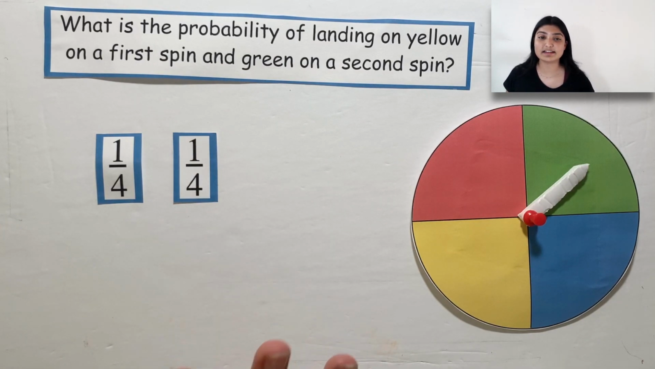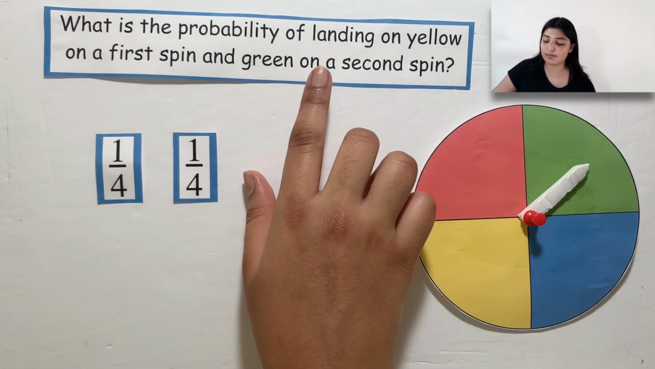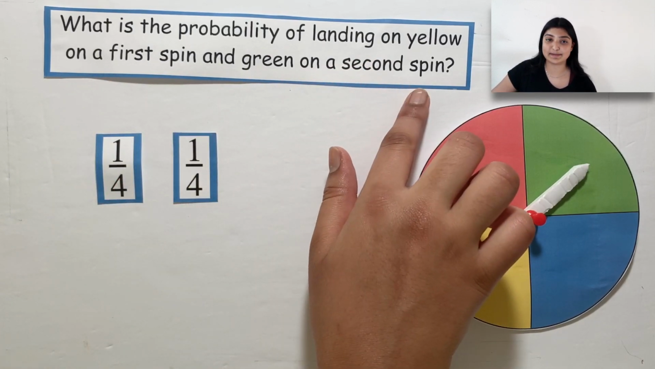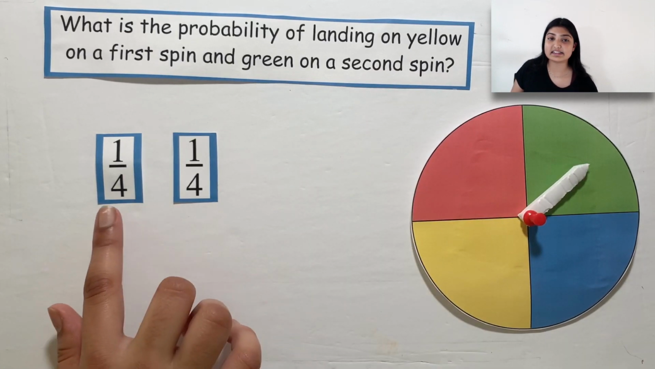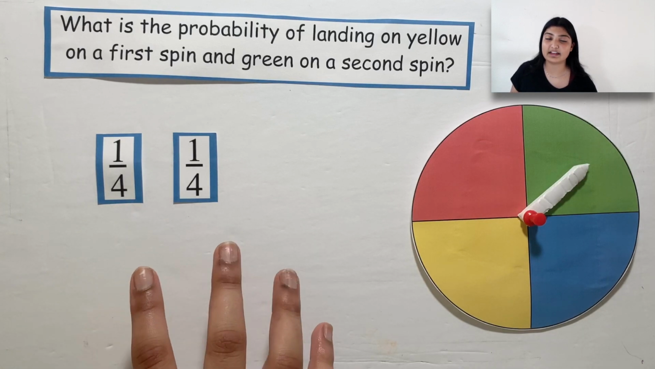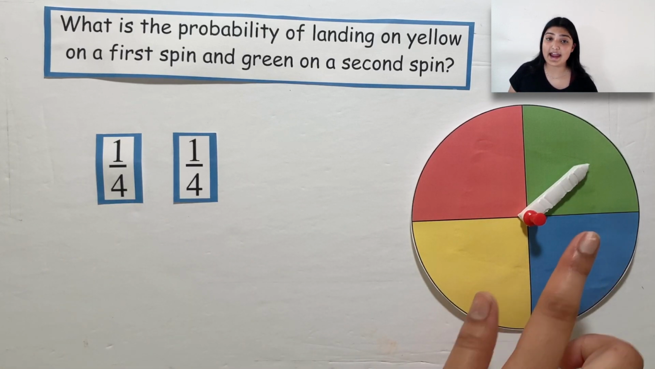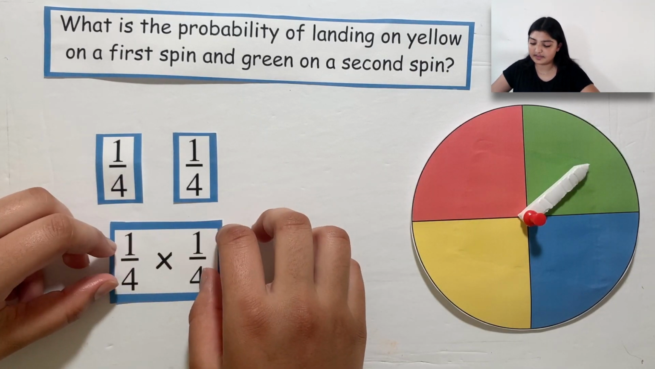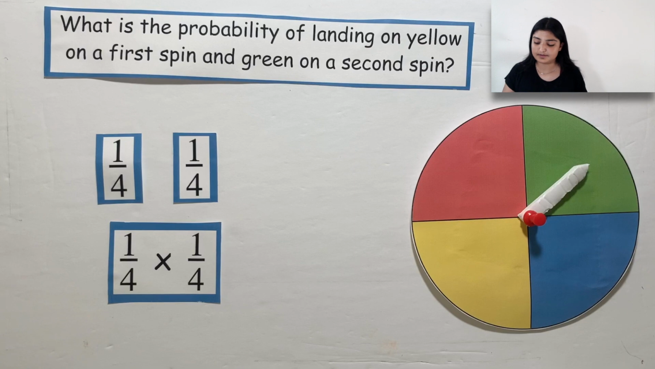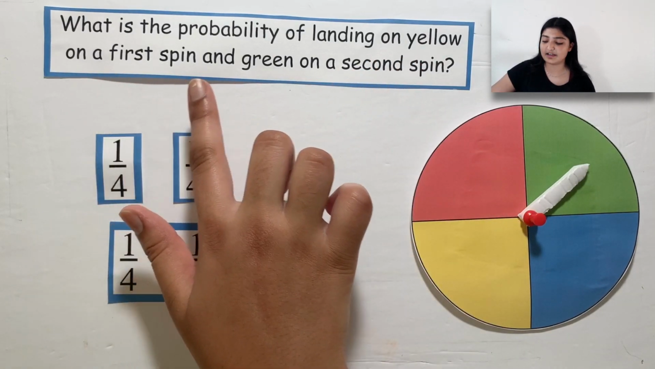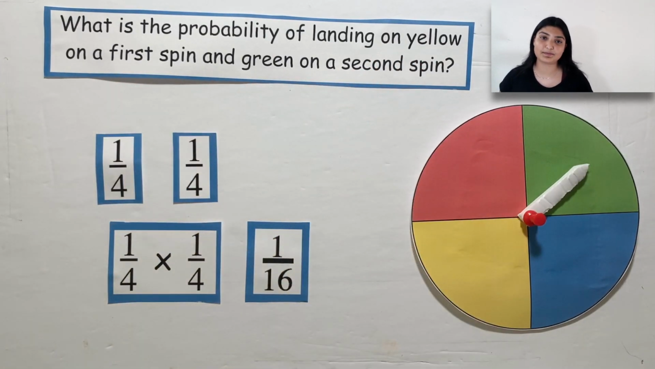Since this question is asking for the chances of landing on both a yellow on a first spin and green on a second spin, we must multiply these individual probabilities, as it's asking for the combined probability of landing on both yellow and green. So we can multiply 1/4 times 1/4 to get a probability of 1/16, which are the chances of landing on yellow on a first spin and green on a second spin.